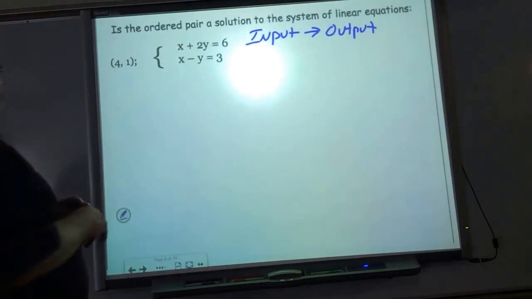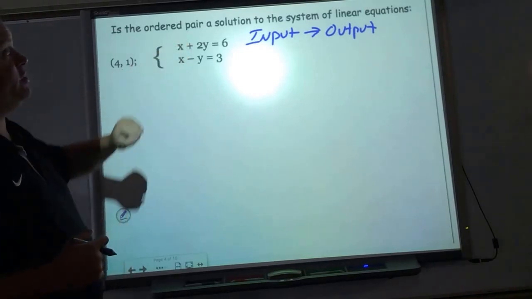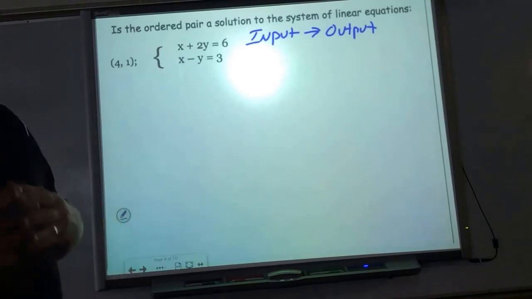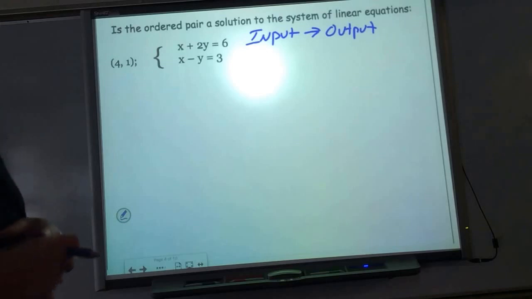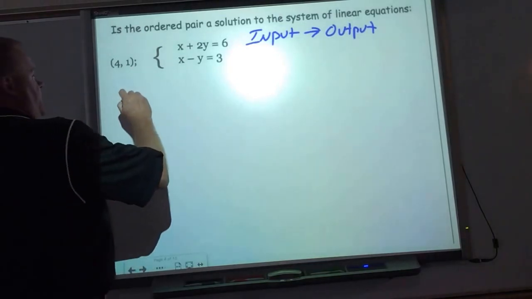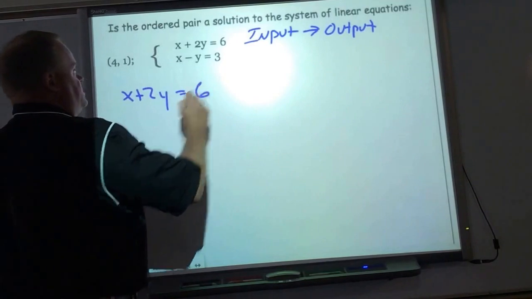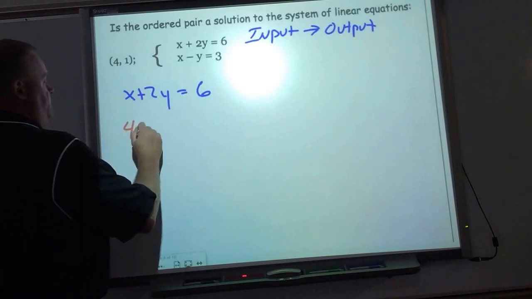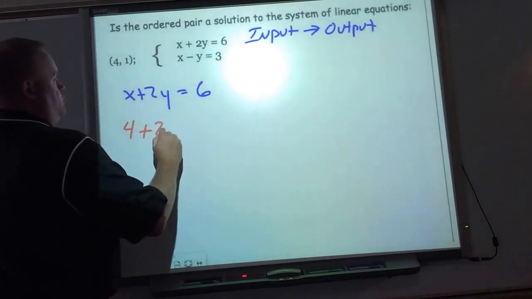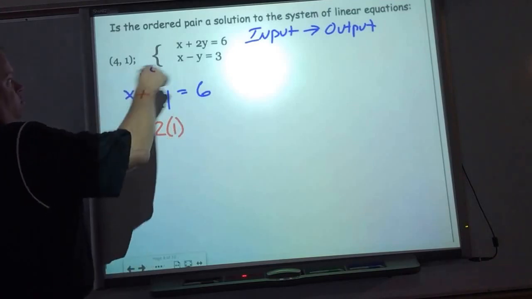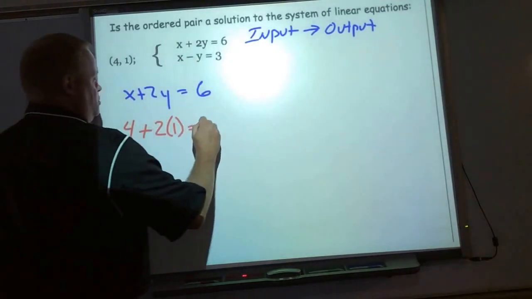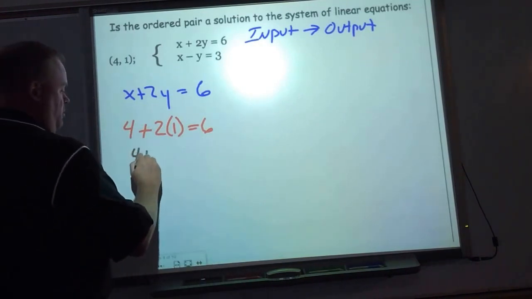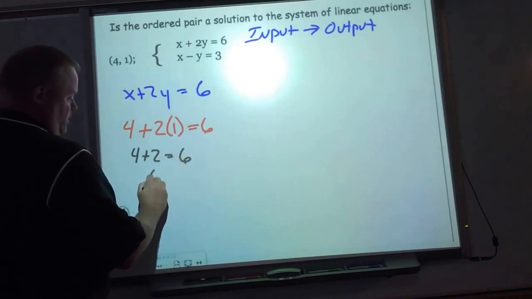So as I see this, I want to plug in 4, 1 into the first equation and 4, 1 into the second equation and determine whether or not it is a solution to this system right here. Okay, so the first one, use x plus 2y equals 6. So I'm going to plug in, and I'll do it in a different color, the value of 4 plus 2 times 1, because 1 is going in for the y, equals 6. So as I look at this, I've got 4 plus 2 times 1, so 4 plus 2 equals 6. 4 plus 2 is 6.